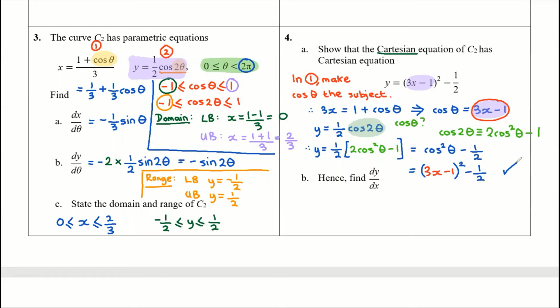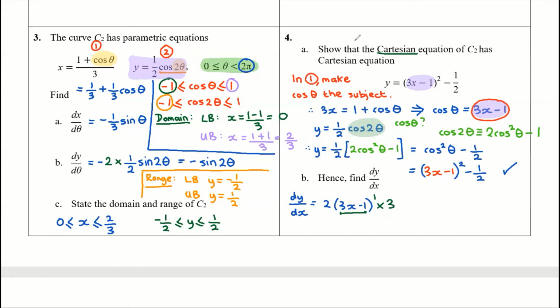Now we have to find dy by dx, and we can do this using our Cartesian form and using standard results. So once again, I'm going to use the chain rule in its quicker form. I'm going to bring the 2 down to the front. I'm going to subtract 1 from the power of 3x minus 1, so that's going to become 3x minus 1 to the power 1. Then I'm going to multiply the whole thing by the derivative of what's in here, which is what the chain rule does. And obviously the minus a half term will be gone.